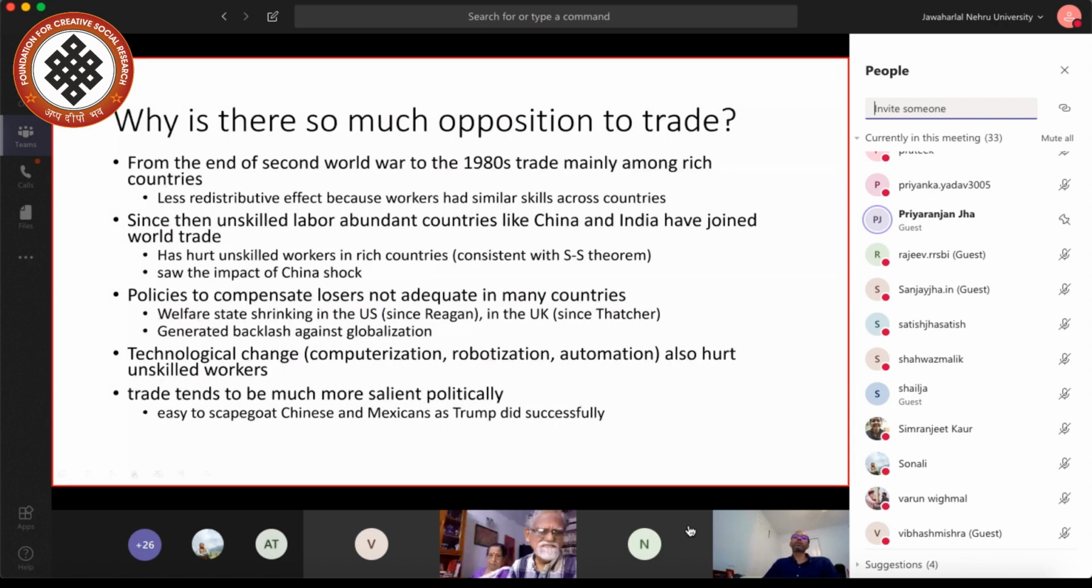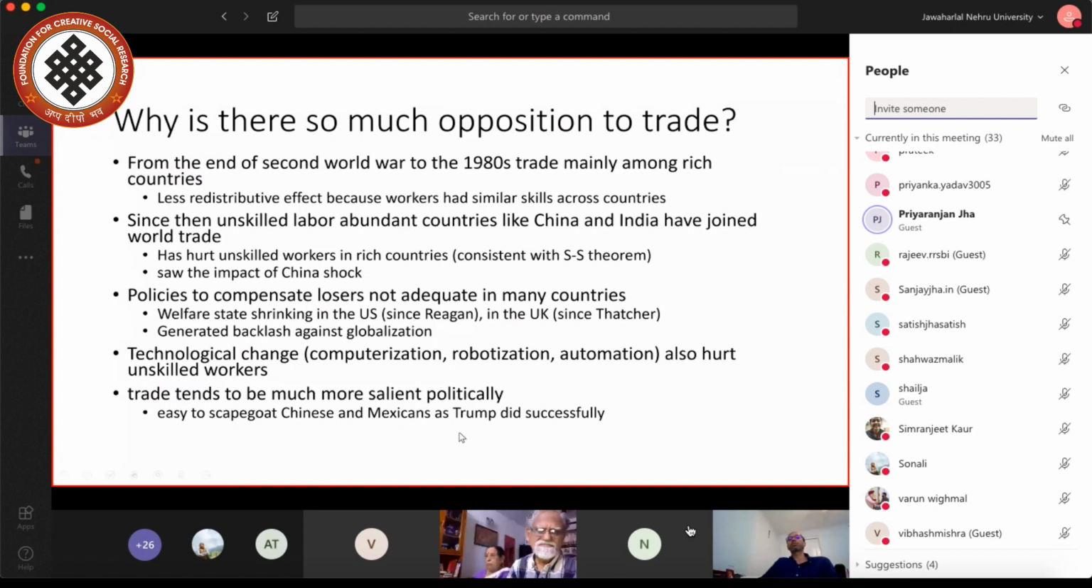So there's a lot of migration also, which has a similar kind of effect. So you can scapegoat Mexican migrants in the US or East European migrants in the UK and so on. I don't have time to talk about migration, so I'll stop here.